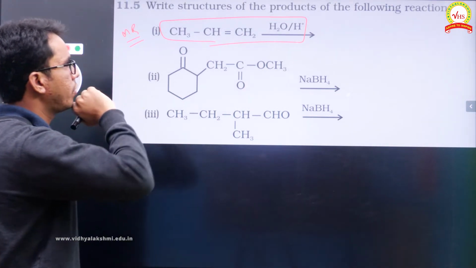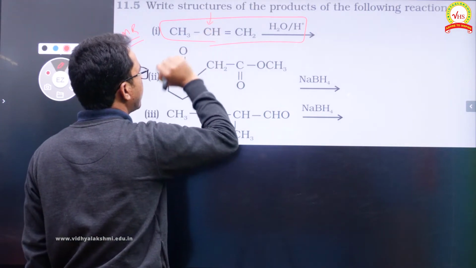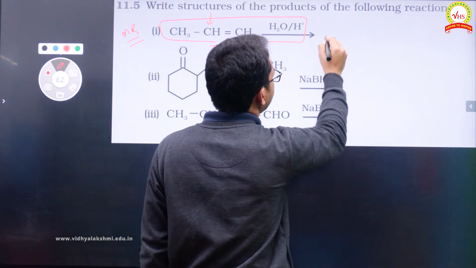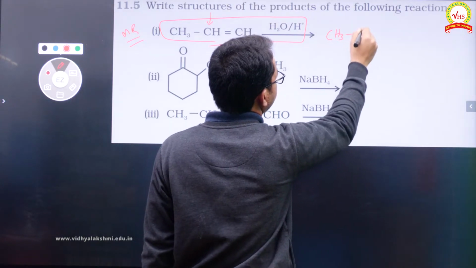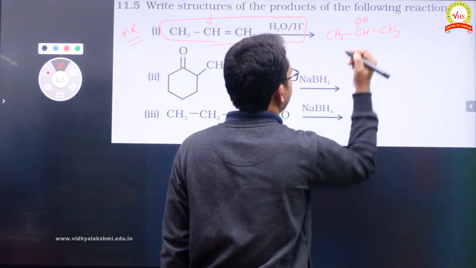In the Markovnikov rule, the negative part of the reagent goes to the carbon with fewer hydrogens. That's why OH comes to the second carbon over here. That is CH3 CH(OH) CH3. Okay, this is the product.